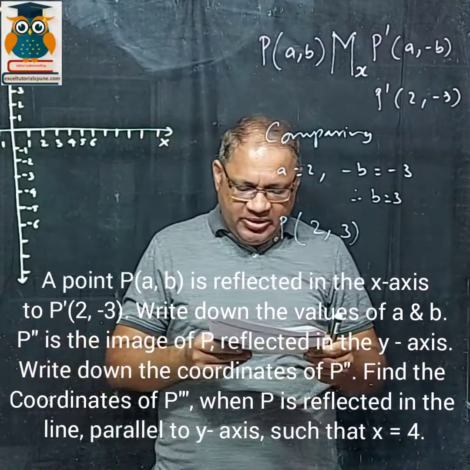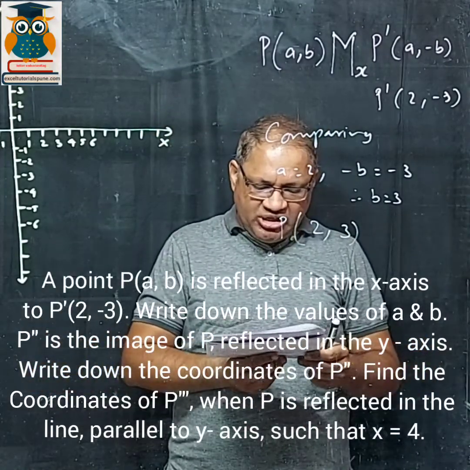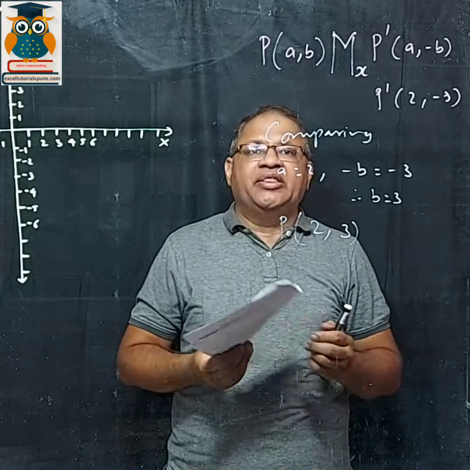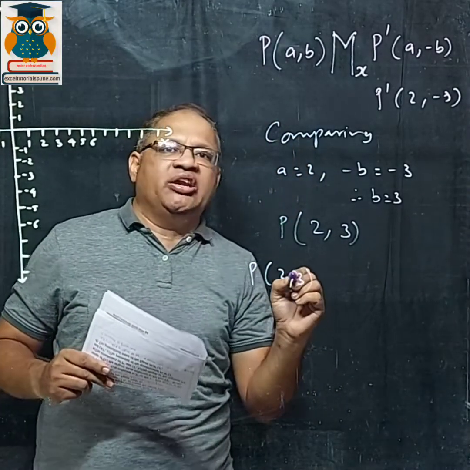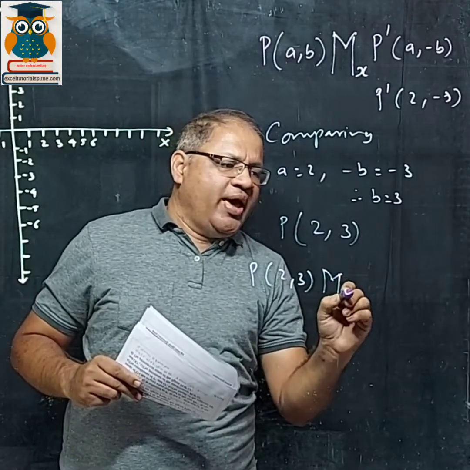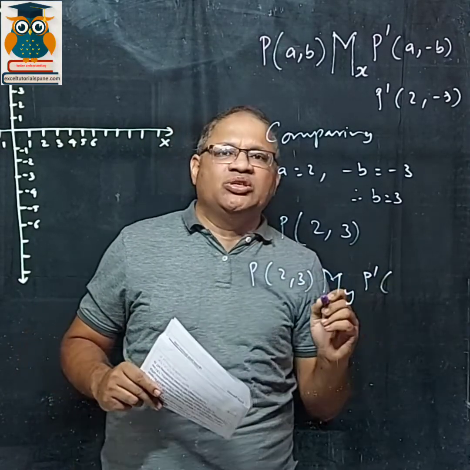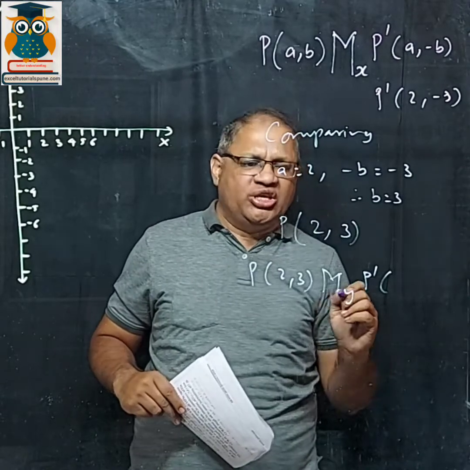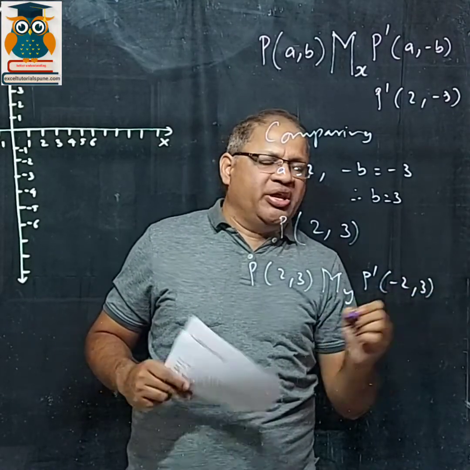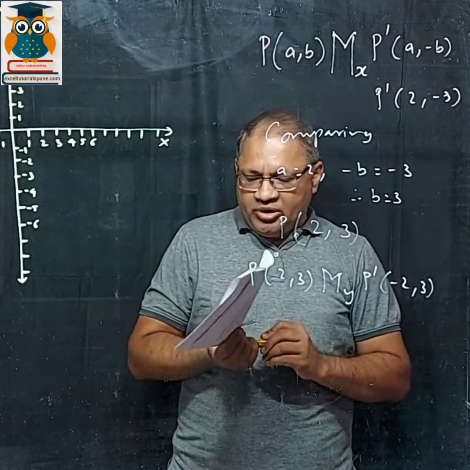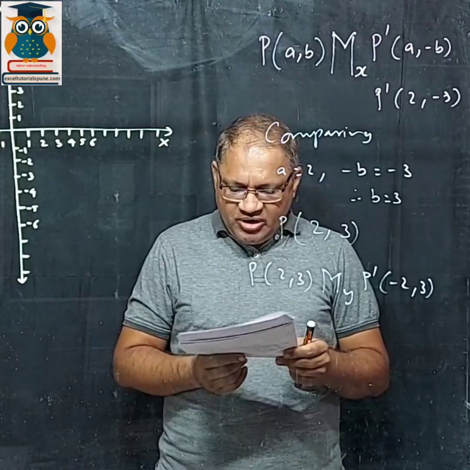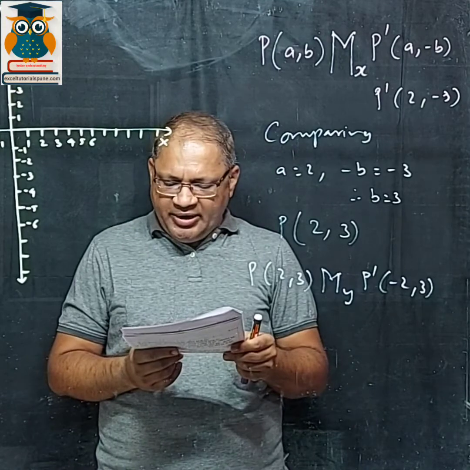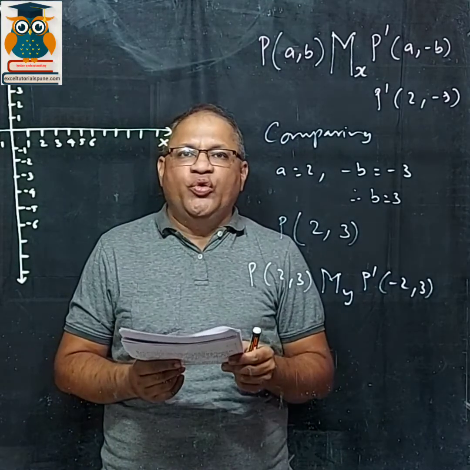Now P double dash is the image of P reflected in the y-axis. So P(2, 3) reflection in the y-axis. Reflection in the y-axis means the x coordinate changes. So (-2, 3). Alright. Now next: find the coordinates of P triple dash when P is reflected in the line parallel to the y-axis such that x is equal to 4.